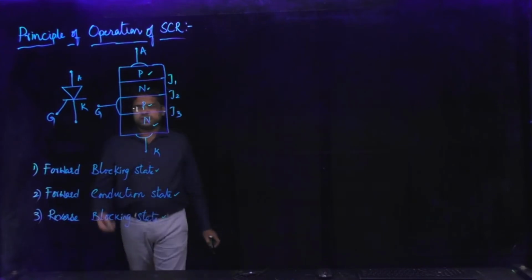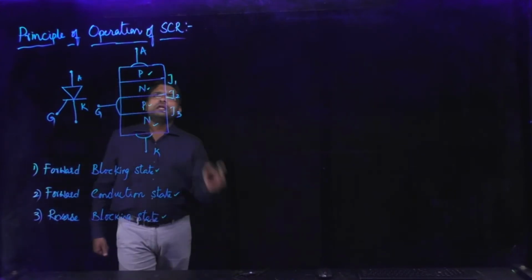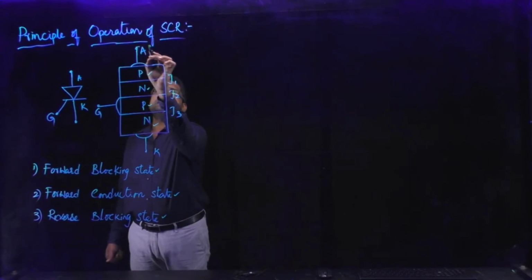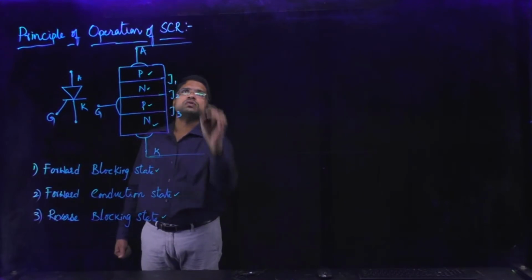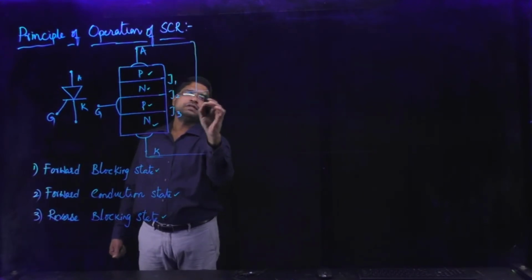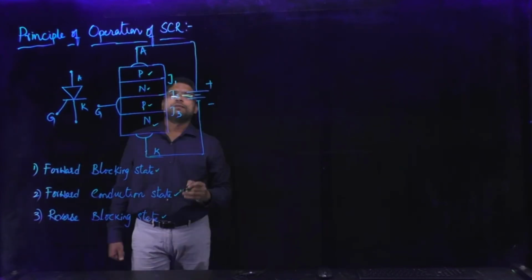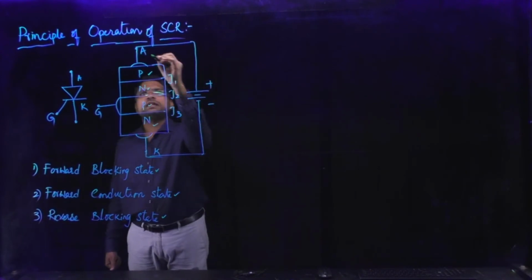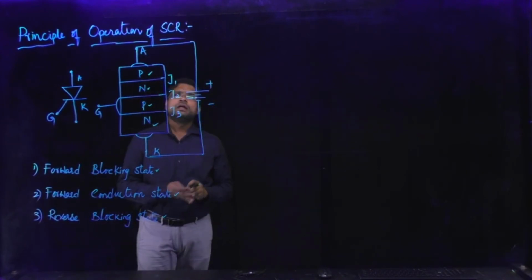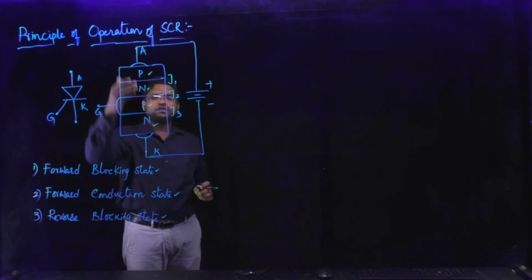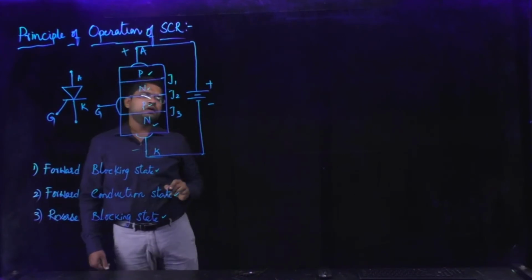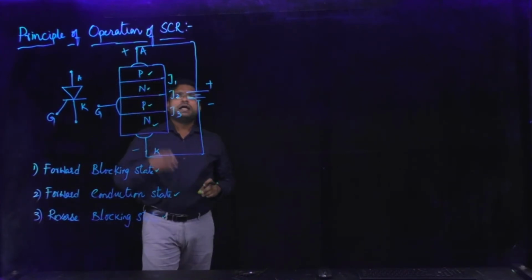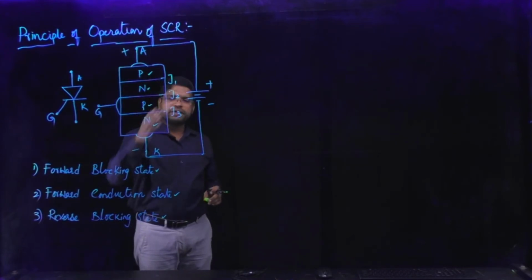Now let us see what the forward blocking state is. In order to understand the forward blocking state, we just need to apply a voltage across anode and cathode. Let us assume that there is a DC supply given across anode and cathode. When the positive polarity is connected to the anode, we say the anode is made positive with respect to cathode. So this is positive and this is negative. Or we can say anode is connected to higher potential compared to cathode.